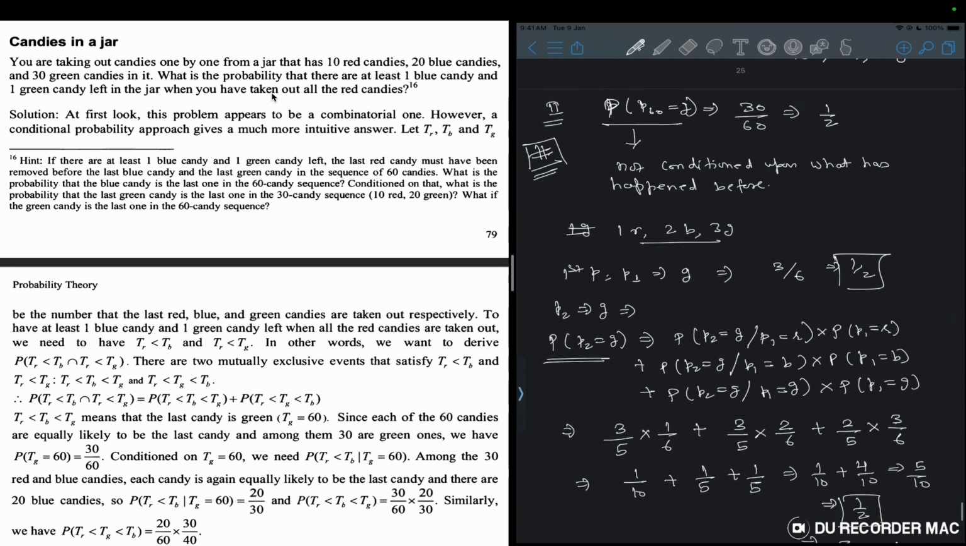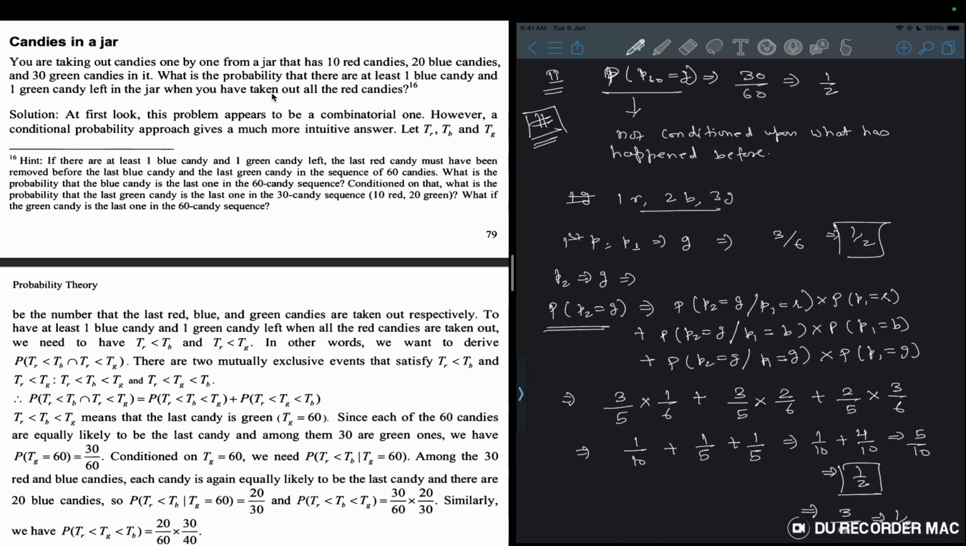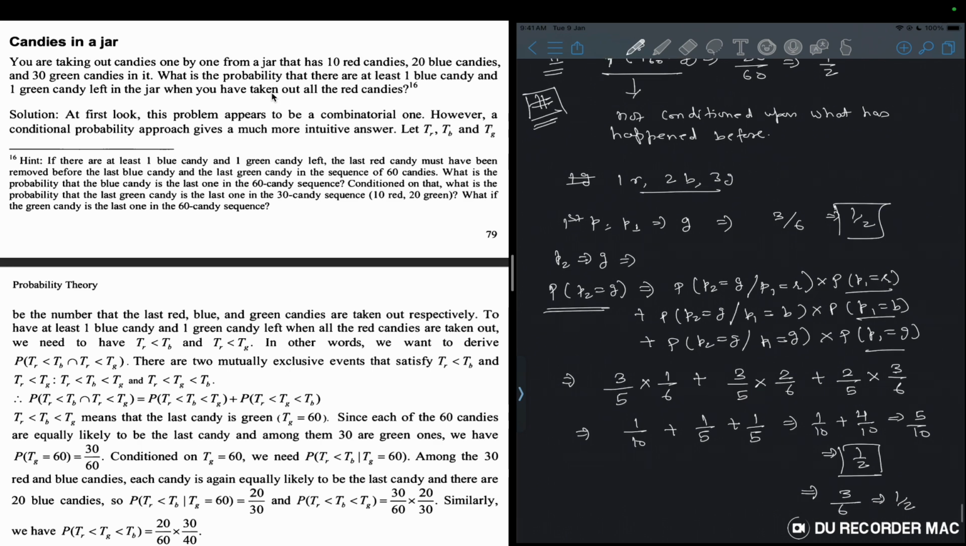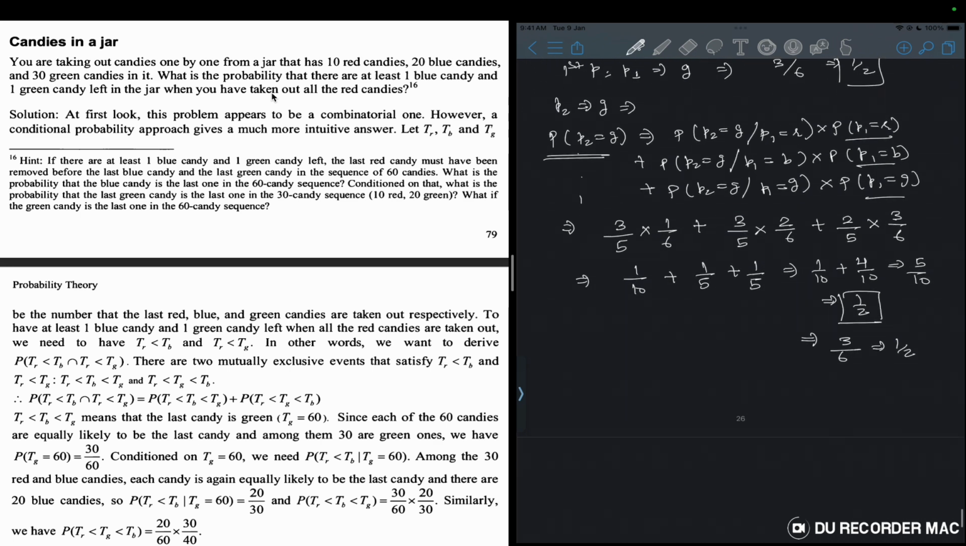So just to convince you that it is not, even if you calculate it using Bayes theorem, where for the previous candies you pick all the possible scenarios which can happen, you will still get the same answer as when you assume that the events are independent. So for P2, if you go on calculating P6, you will still keep on getting half if you condition it on all the events. So this was the first point.